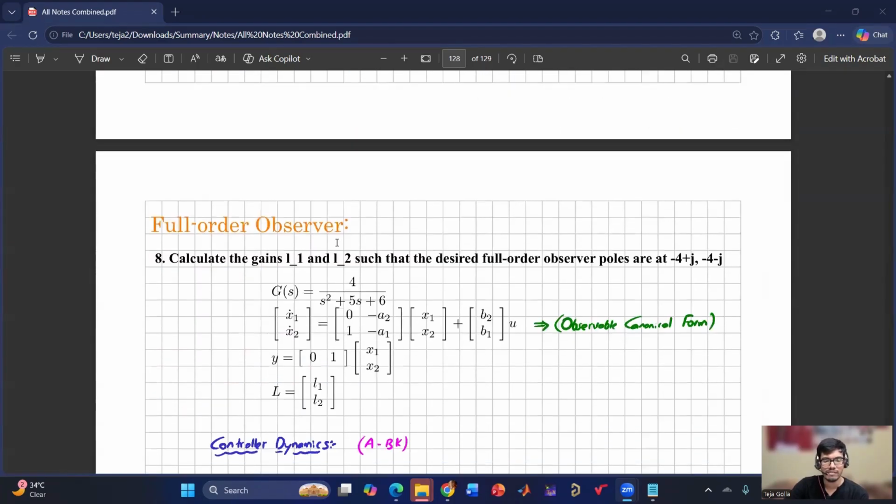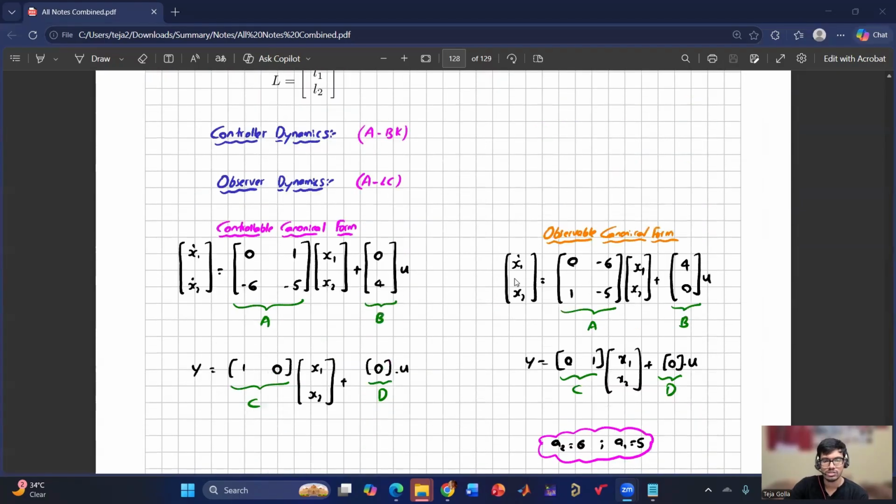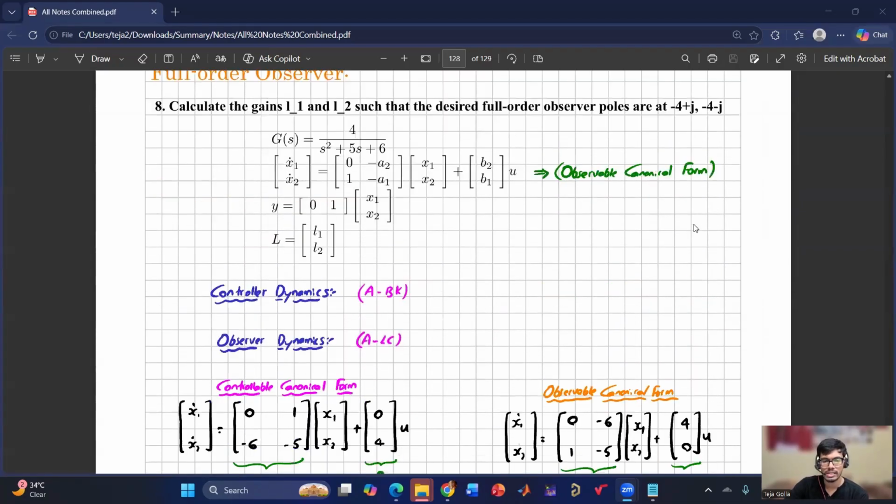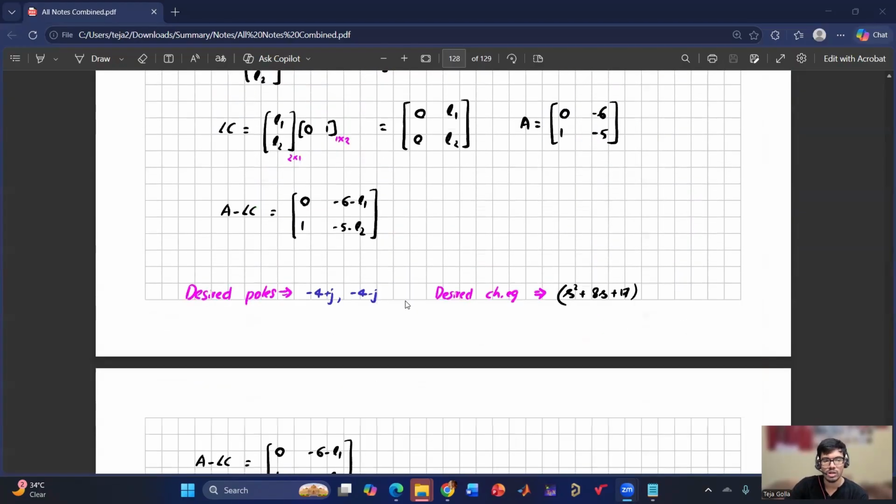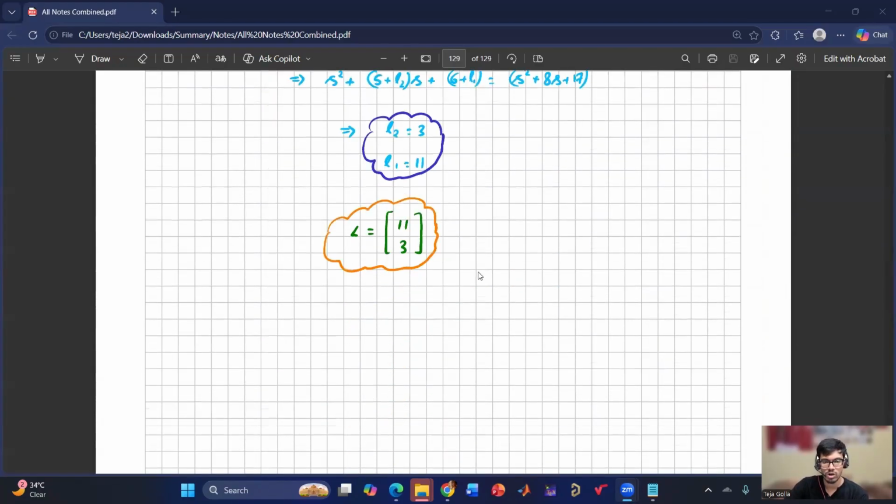characteristic equation. And then we have also discussed the full order observer. It is dependent on A minus LC. So to make sure the observer poles are at this location, what will be my L1 and L2 values? Two equations, two unknowns, and then we have solved for the L.